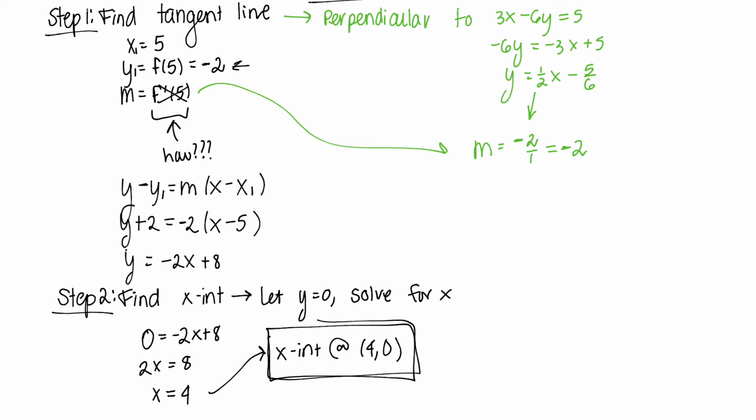So multiple steps there. First step, find the tangent line using the fact that it's perpendicular to the line that they gave us. And then from there, you're able to set y equal to 0 and find the x-intercept. So that is that on that one.